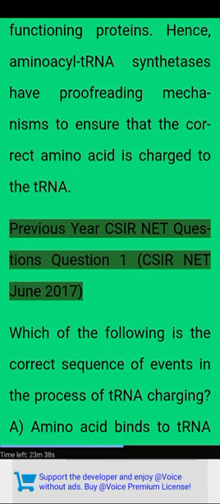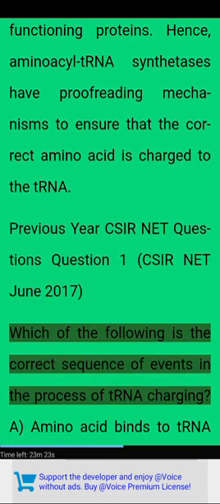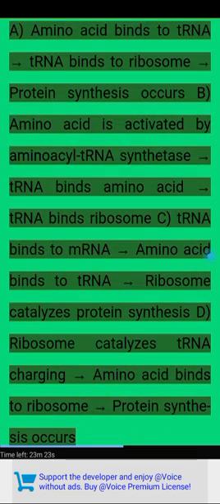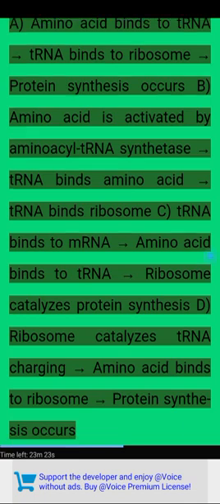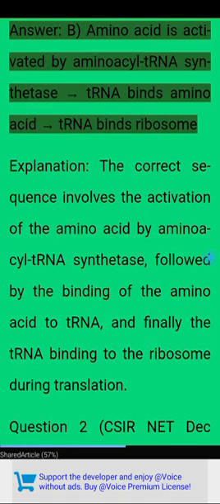Previous year CSIR NET questions. Question 1. CSIR NET June 2017. Which of the following is the correct sequence of events in the process of tRNA charging? A. Amino acid binds to tRNA, then tRNA binds to ribosome, then protein synthesis occurs. B. Amino acid is activated by aminoacyl tRNA synthetase, then tRNA binds amino acid, then tRNA binds ribosome. C. tRNA binds to mRNA, then amino acid binds to tRNA, then ribosome catalyzes protein synthesis. D. Ribosome catalyzes. Answer: B. Amino acid is activated by aminoacyl tRNA synthetase, then tRNA binds amino acid, then tRNA binds ribosome.